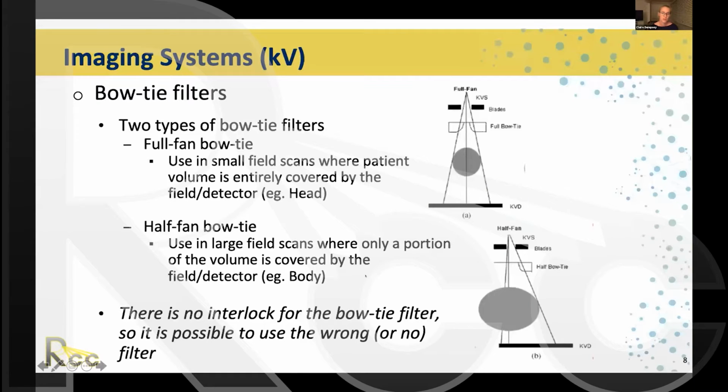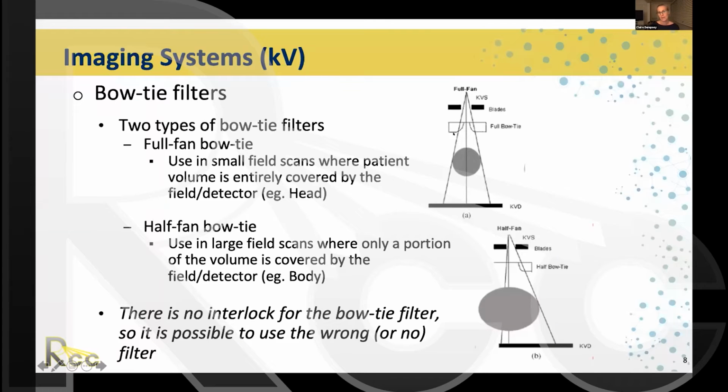So just a little bit more of an explanation about bow tie filters. I know it takes me a while to get my head around this. I'm still trying to come to terms with it. So there are two types of bow tie filters. There's what's called a full fan bow tie, and we use this when we use a small field scan. So this is when the patient's volume that you're imaging can be entirely covered by the field and the detector. So, a good example of this is a head.